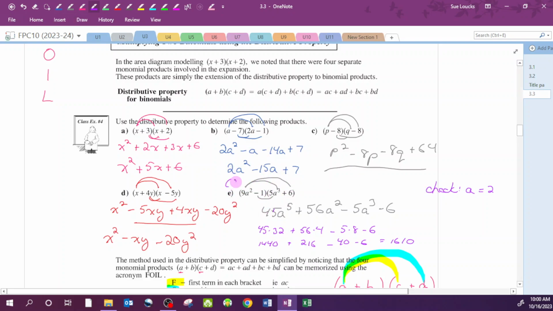And then I come up here, and I'm going to do this part using the same value of 2. So this is going to be 9 times 4 minus 1 times 5 times 8 plus 6. So that's 36 minus 1. That's 35 times 40 plus 6 is 46. And then I'm going to pick up my calculator, and that gets me 1610, which is what I got down here.